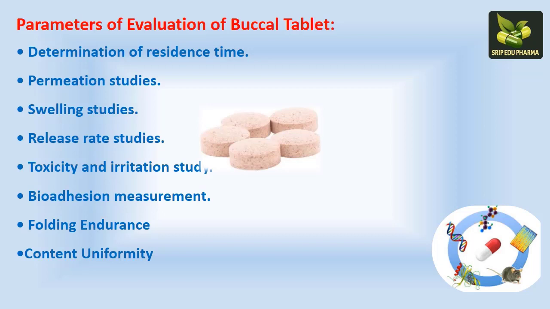Then comes bioadhesion measurement, again one of the most important characteristics, because bioadhesion is the property of the polymer that makes it adhere to the mucosa. So it should be analyzed. Then comes folding endurance, then content uniformity, and then pH. pH is again an important parameter that has to be analyzed while evaluating buccal tablets.